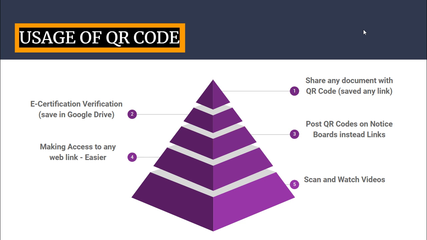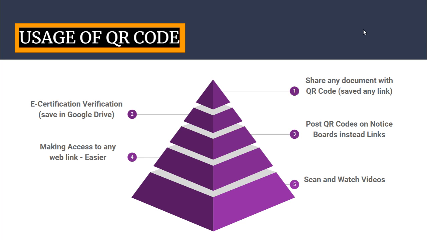Third, you can post QR codes on notice boards instead of links. Suppose you are working in a school or college and you wish to publish some important links on the notice board. Instead of putting the links on the notice board, you can post the QR code so that anyone can scan and get access to that link.